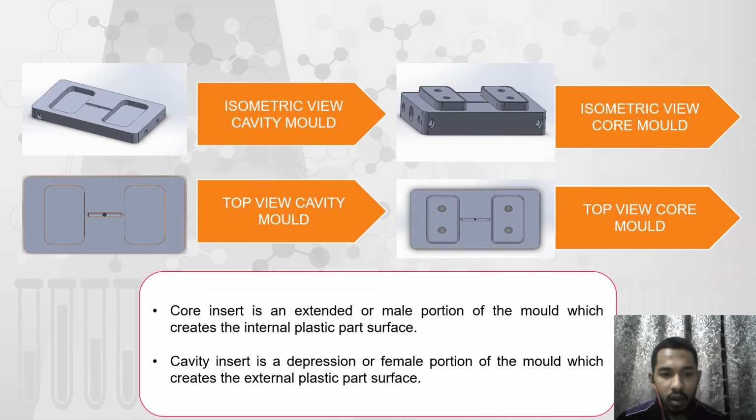Core and cavity mold insert. The core insert is an extended or male portion of the mold which creates the internal plastic part surface, whereas the cavity insert is a depression or female portion of the mold which creates the external plastic part surface. This is an isometric view of the cavity mold. This is the top view of the cavity mold, an isometric view of the core mold, and a top view of the core mold.